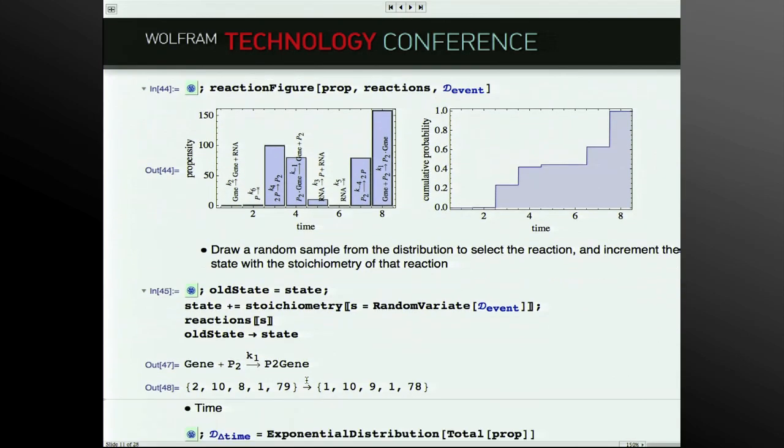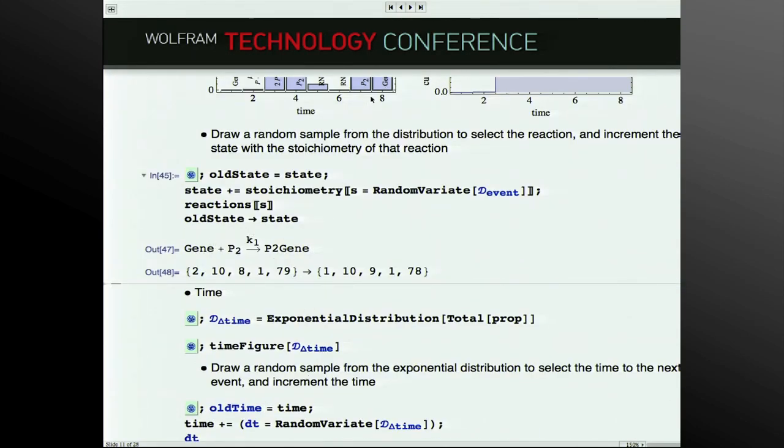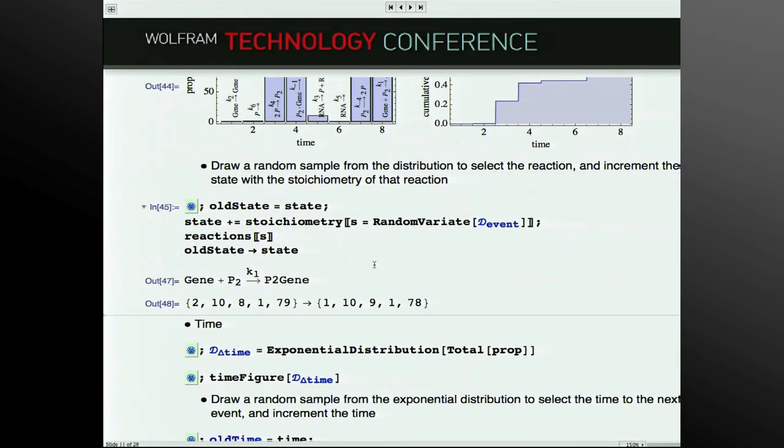So we do that here, and in this case it drew that last step, and it changed the state change. It would be from this state vector to this one. We lose a gene and we gain a bound gene, and we also get the other product here. I don't remember which one that is. If we do it again, we get a different reaction and a different state vector change.